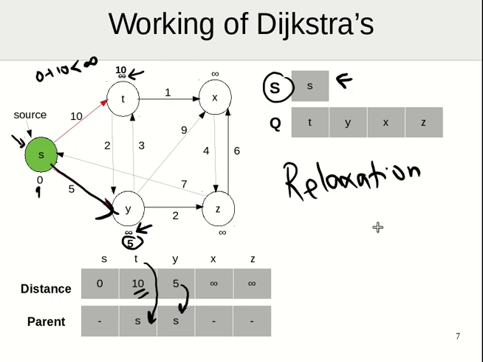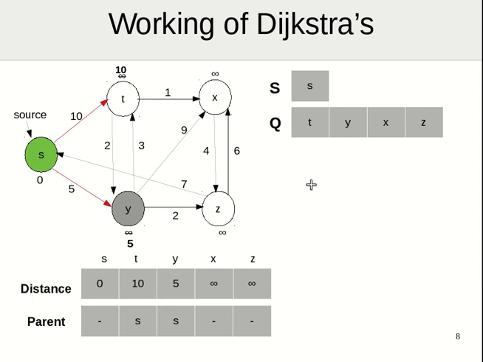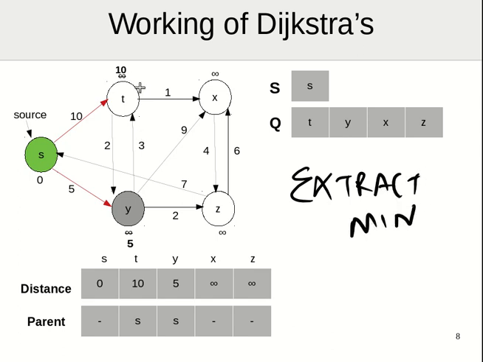I've executed it once, so I need to repeat this for all other nodes. Now again I'll find the minimum. I'll do extract min. Now from all the nodes except the green one, which has already been visited, the values are 10, infinity, 5 and infinity. So if I extract min from the queue, I'll get y, because y has the minimum key value, that is 5. So y is marked in gray color.